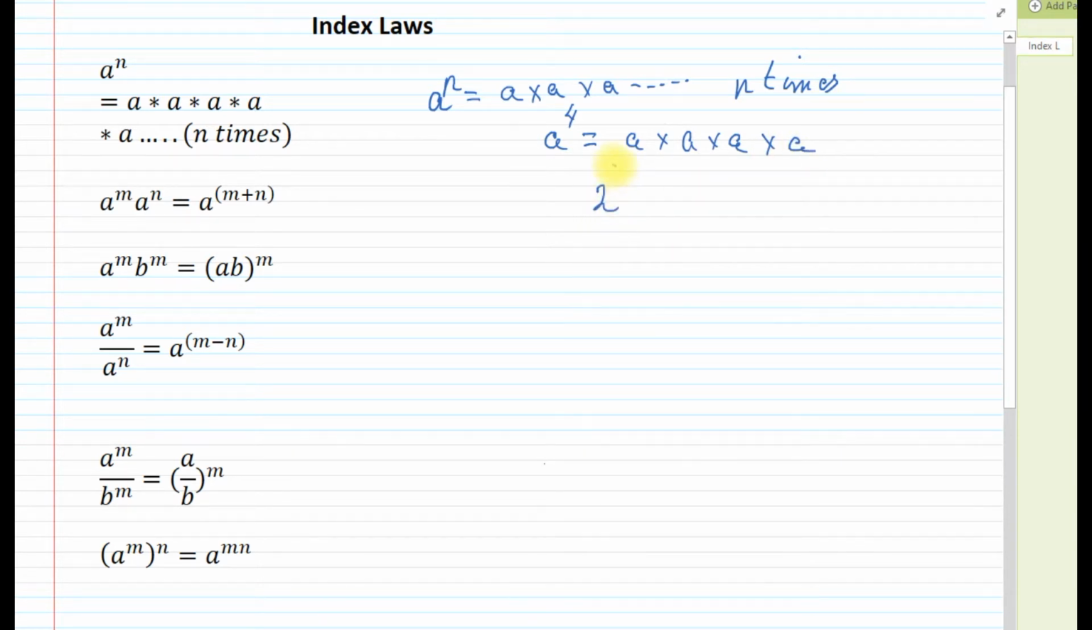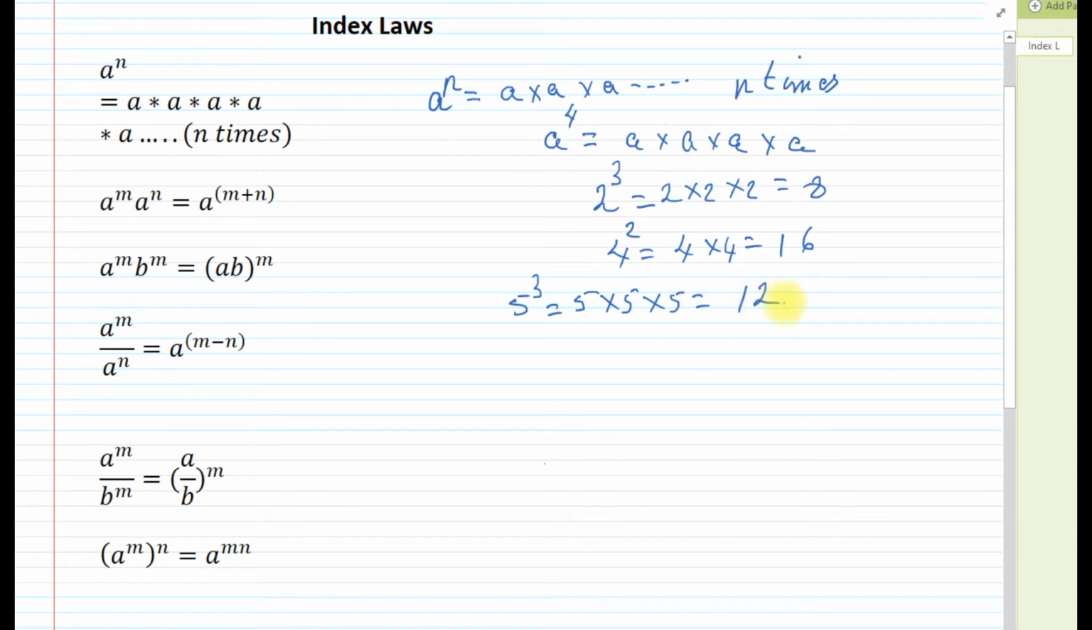Trying with numbers, if I have 2 to the power 3, it will be 2 times 2 times 2, which will be 8. 4 to the power 2 will be 4 times 4, which is 16. I hope I know my timetables. Say 5 to the power 3. It will be 5 times 5 times 5, which is equal to 125.